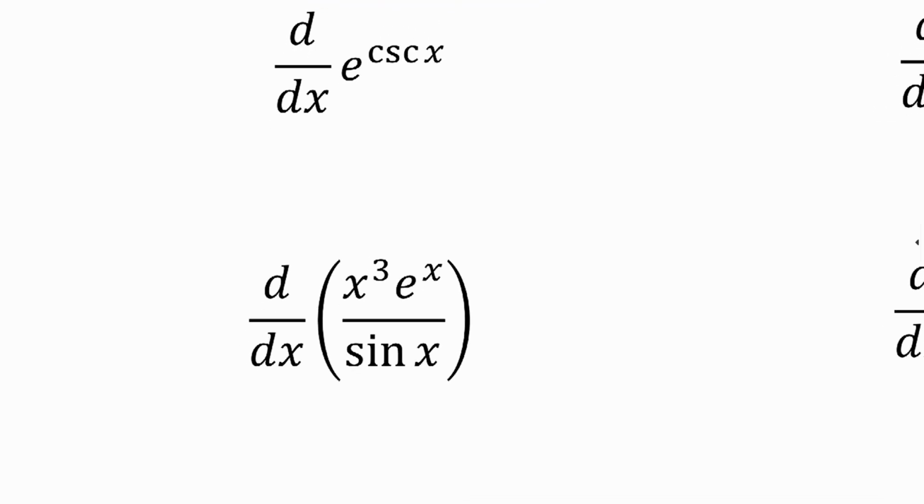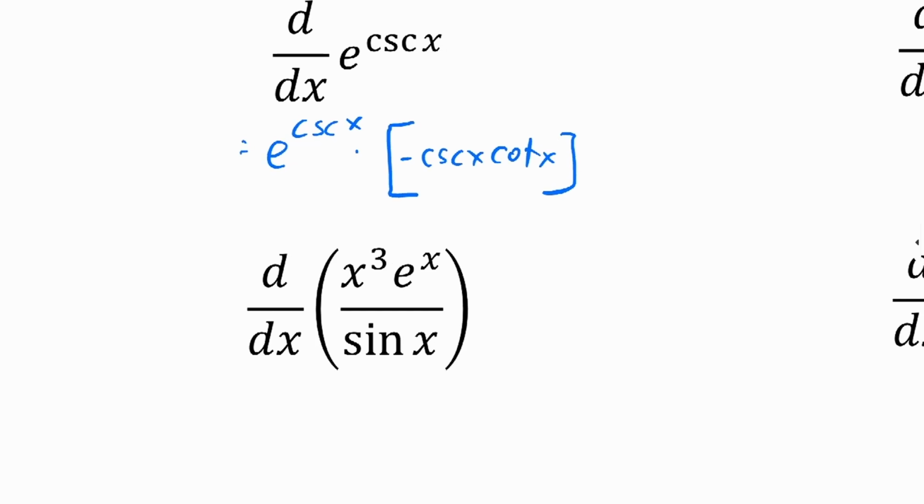So, e to the cosecant of x. Well, we know that the first term is immediately going to be just e to the cosecant of x. And then we need to do a chain. Derivative of cosecant x goes in that chain. Derivative of cosecant is actually negative cosecant x cotangent of x. That's a derivative that I messed up earlier, thinking it was the derivative of cotangent. There you guys have it.